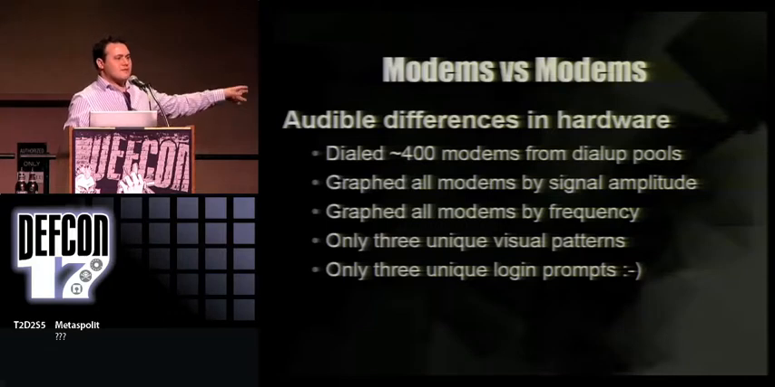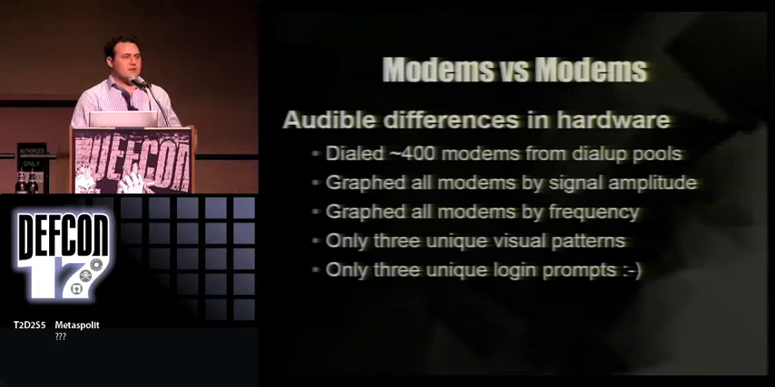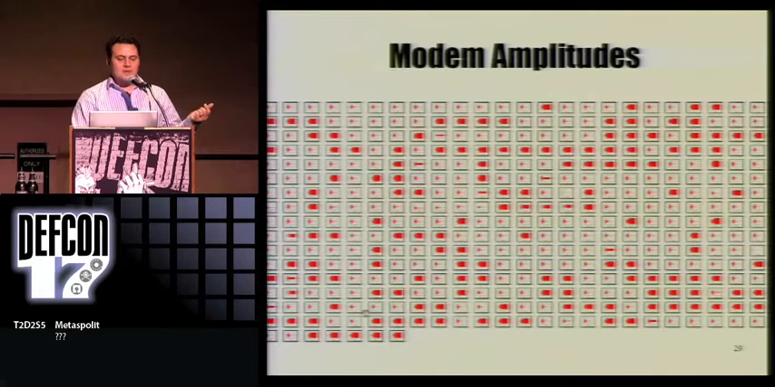When you actually connect to it, you get different login prompts. All of the AOL dialed numbers in the US only have three different login prompts, and you can tell which ones they are just by looking at the audio from the sample without ever connecting, after you fingerprint it. Here's an example of amplitude graphs. You can see the really fat long ones are one, the little short stubby ones are another, and the kind of long skinny ones are another.